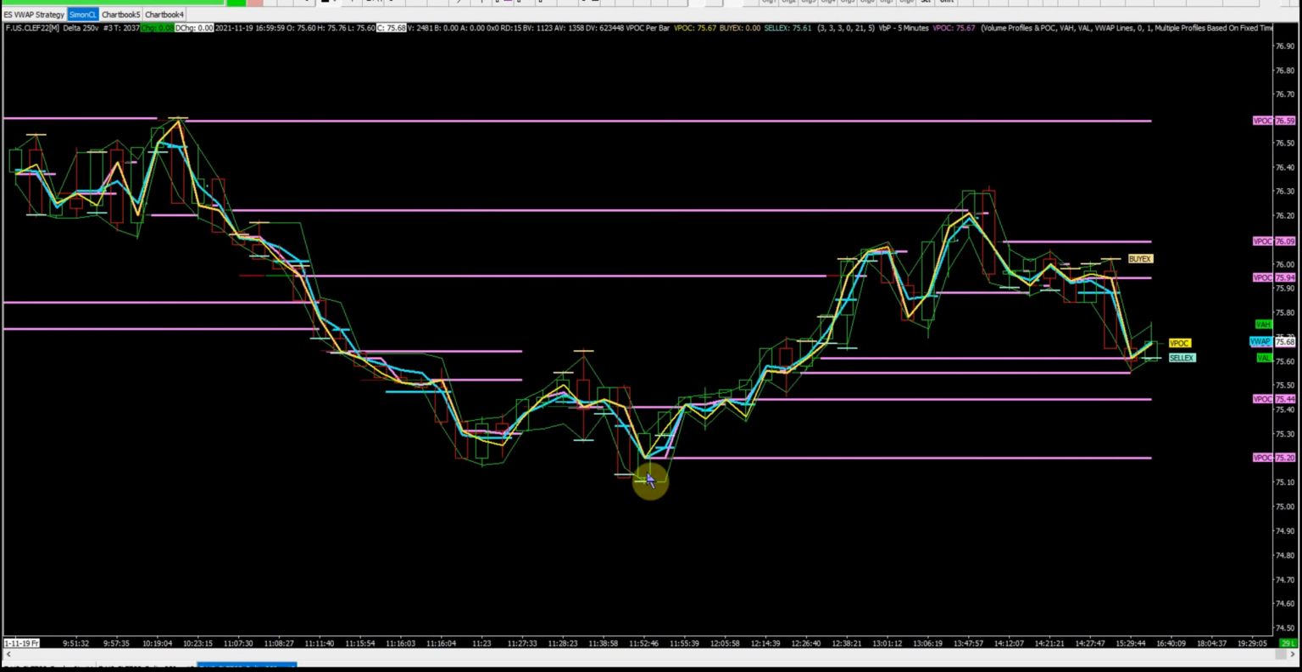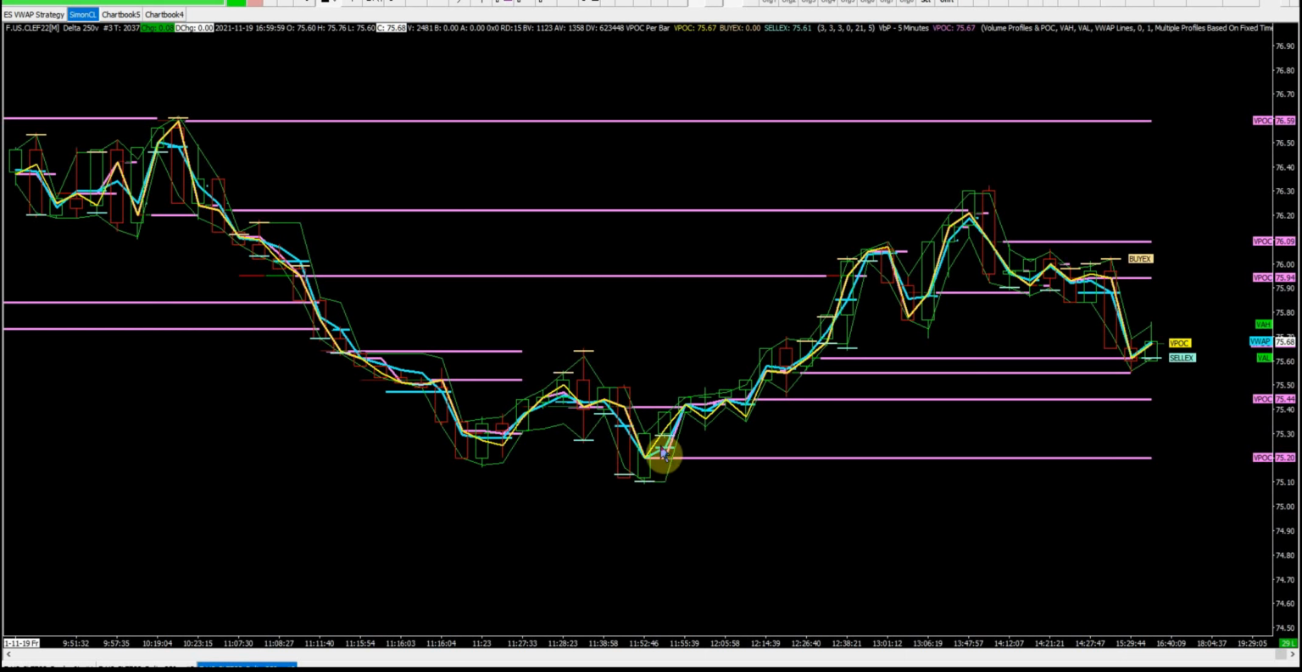I'd have to turn the bars on. I turned them off because usually on a volume profile you can see your bars and stuff, but I turned them off because they get a little bit distracting. You can turn them back on. It's not a big deal. But here's your long trade right there.